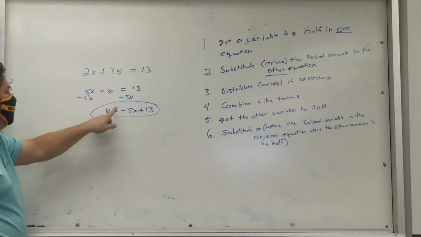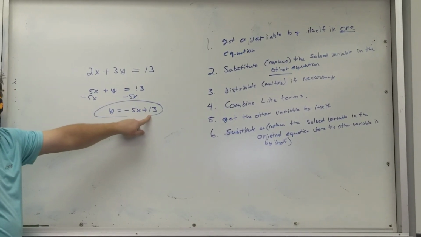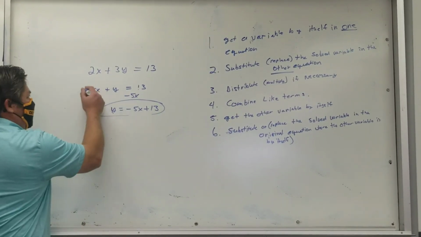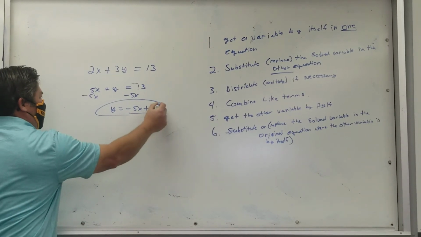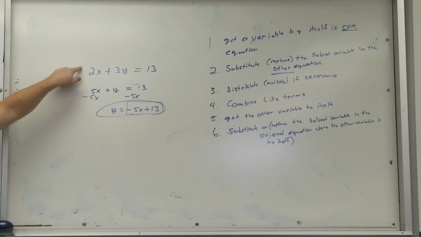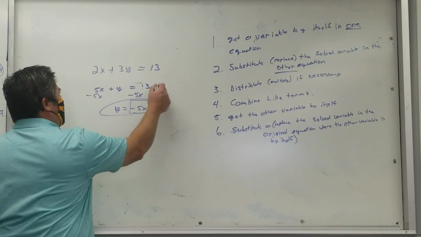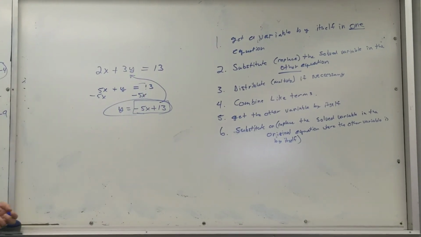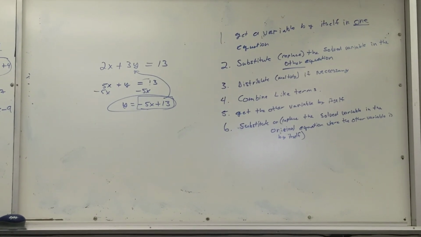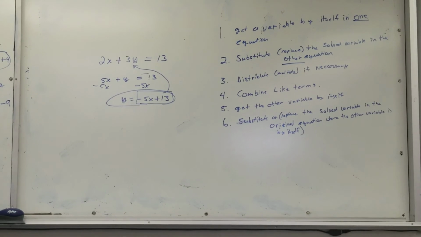This equation has been solved for y, so where should I put this value for y? In this equation or in this equation? Put it in the top one, because we've already solved the bottom one. You've got to use both equations. I've had kids who solve one and then put it back in the exact same equation. That's not going to do you any good. You've got to put it in the opposite equation.